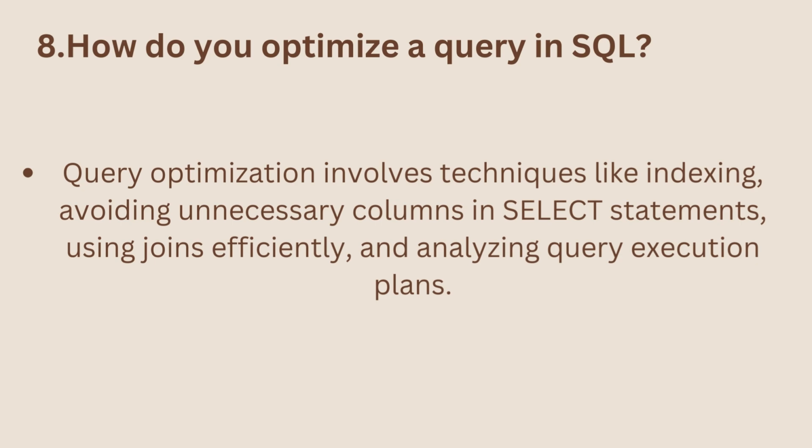How do you optimize a query in SQL? There are several ways to optimize SQL queries. Use indexes on columns that are frequently queried. Avoid using select star. Specify only the columns you need. Use joins instead of subqueries whenever possible. Minimize the use of cursors. Analyze and tune queries using explain plans. This question is your chance to demonstrate how you write efficient SQL code.